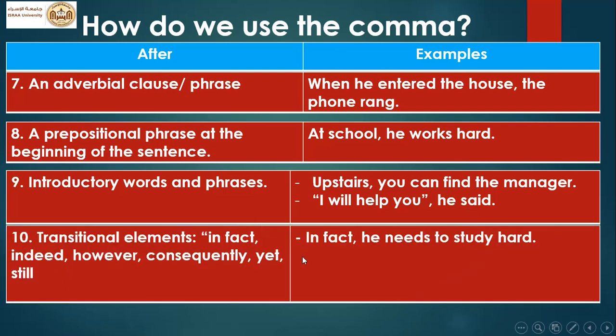Number 10, transitional elements. What do we mean by transitional elements? Transitional elements, the elements or the vocabs or the words or the adverbs that you use to transition from one sentence to another, from one paragraph to another. Like these adverbs, for example, in fact, indeed, however, consequently, yet, still. In fact, followed by a comma, he needs to study hard.